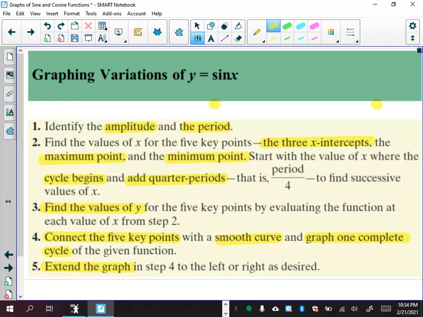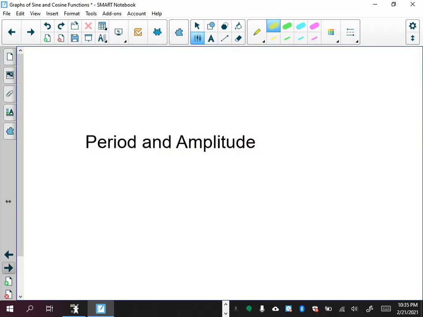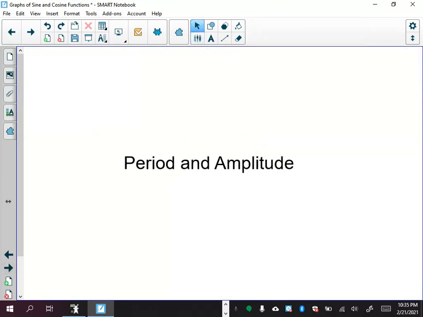And so literally it's going to be the same thing, except that you're just going to move everything over onto the next one. So you're just going to move everything basically 2 pi or 1 pi, depending on whatever that period is. Okay. All right. So let's talk about what period and amplitude is.